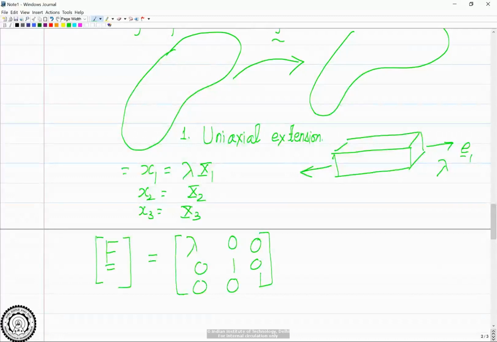You see, this is your F1, this is your F2, and this is your F3. So you have to do del F1 by del X1, which is lambda, del F1 by del X2 is 0, del F1 by del X3 is 0. So likewise, you can find all of them. I hope that it is okay with you.